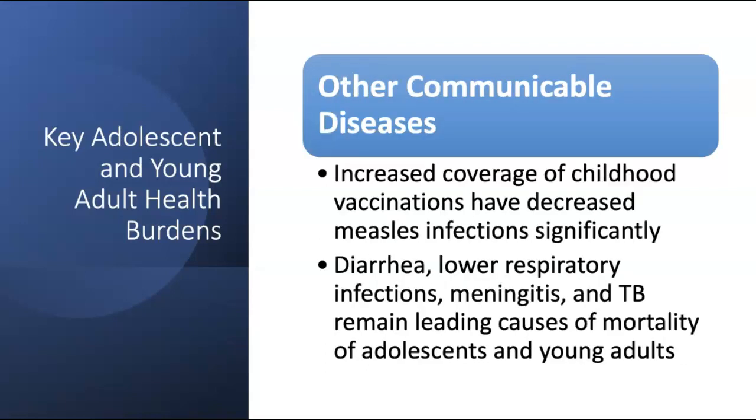Other communicable diseases. In countries that don't have a good childhood vaccination rate, you may have a high rate of communicable diseases, and diarrhea, lower respiratory infections, meningitis, TB are still the leading causes of mortality of adults and young adults in low middle income countries.